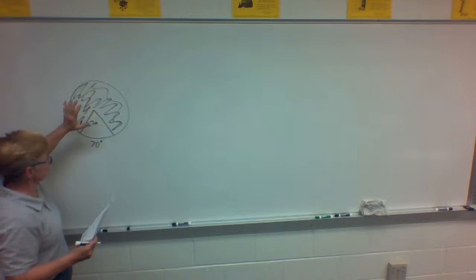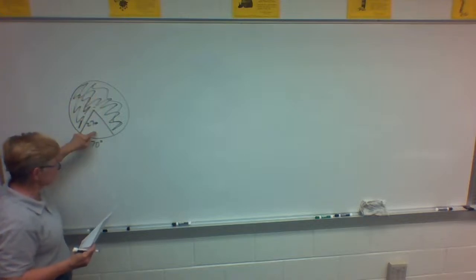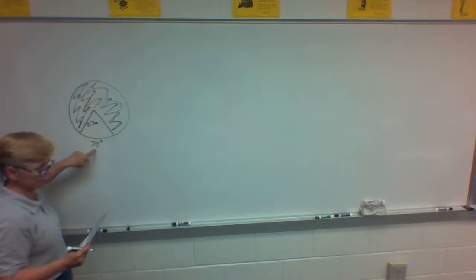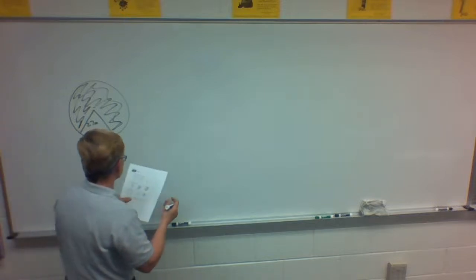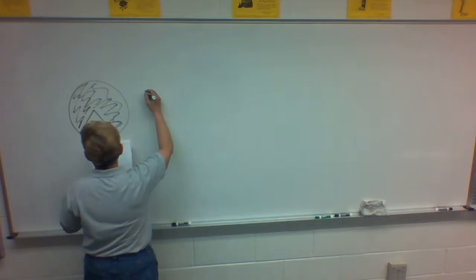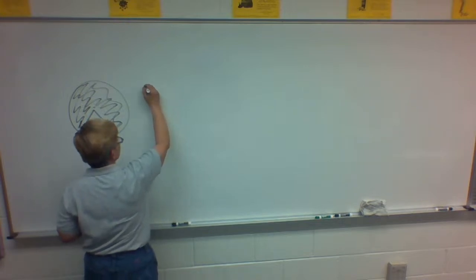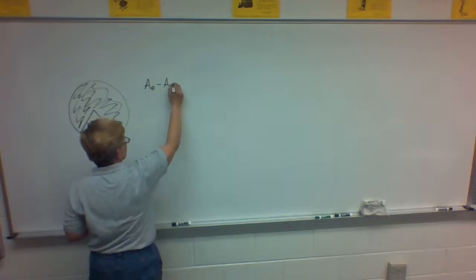Or you could say the entire area of the circle minus this sector whose measure is 70. That's kind of what the rest of these are going to require, so that's how I'm going to do it. I'm going to say that the area we want is going to be the area of a circle minus the area of a sector.